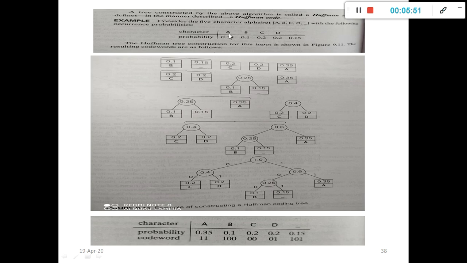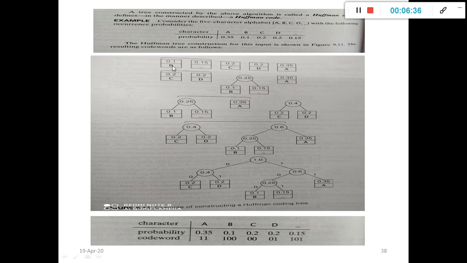Then for these given characters, let us see how to construct the Huffman coding tree. First arrange all the characters in ascending order of their probability or frequency as shown here. That is, the probabilities of characters B, underscore, C, D and A are 0.1, 0.15, 0.2, 0.2 and 0.35. This is in sorted order.